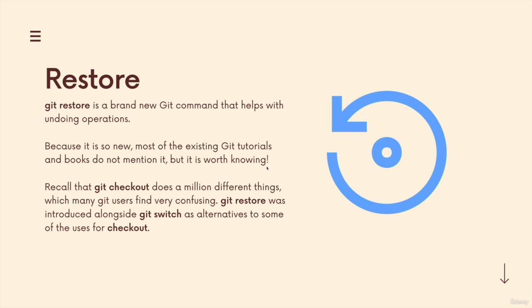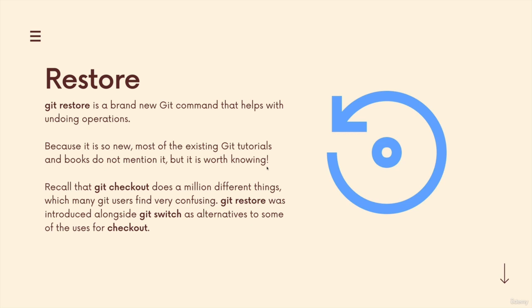Git restore takes some of the burden away from git checkout. Remember how I've said this a couple times, git checkout does a lot of things, and git switch alongside git restore, they both were introduced to try and take away some of that stuff from git checkout. So git checkout still does all that stuff, but now we have standalone commands: git switch to switch branches and git restore that helps with undoing operations.